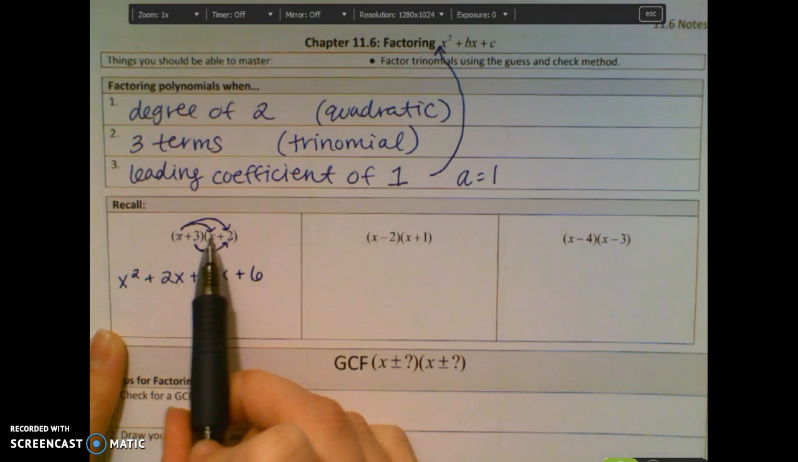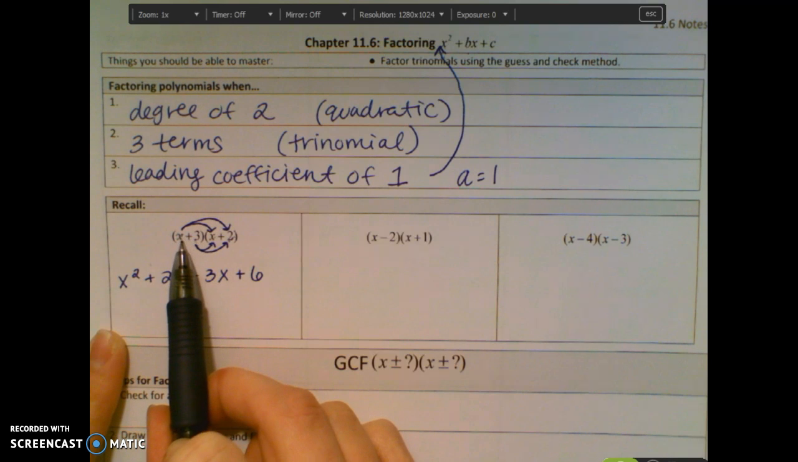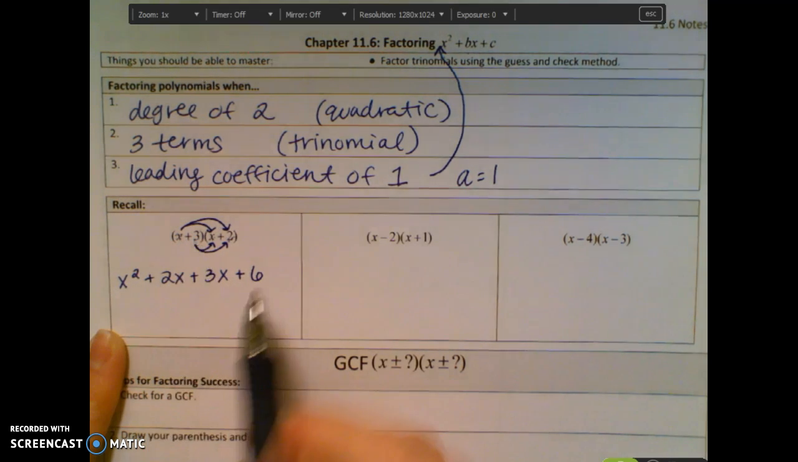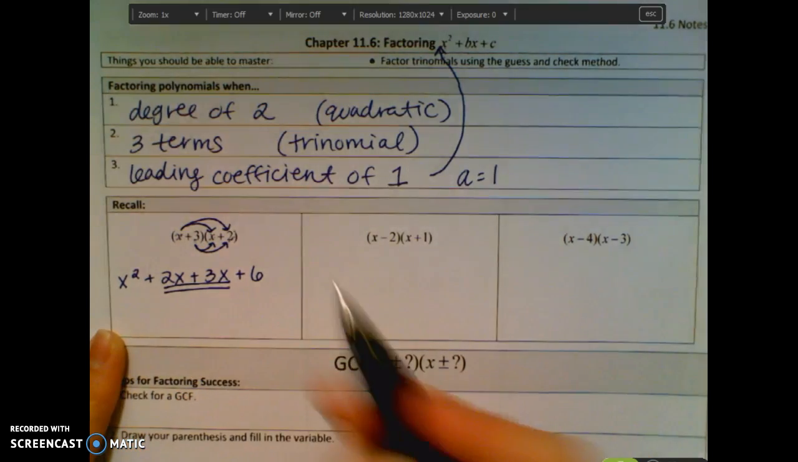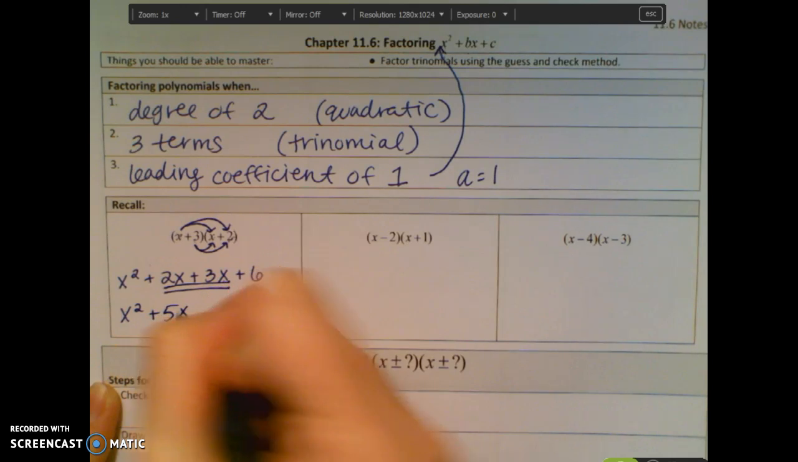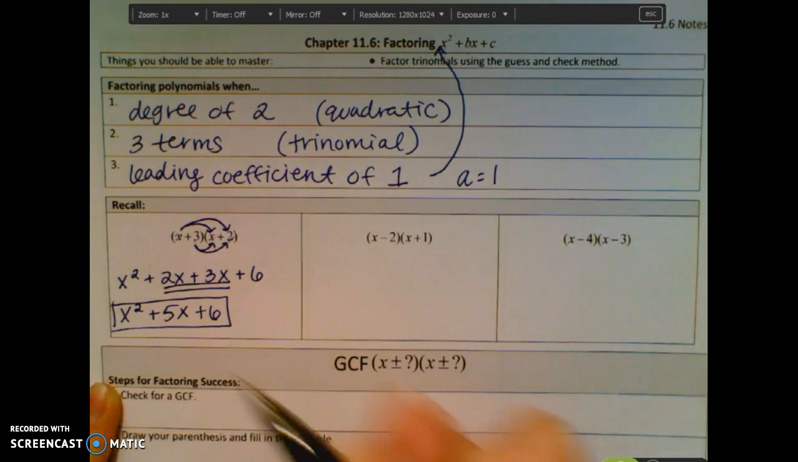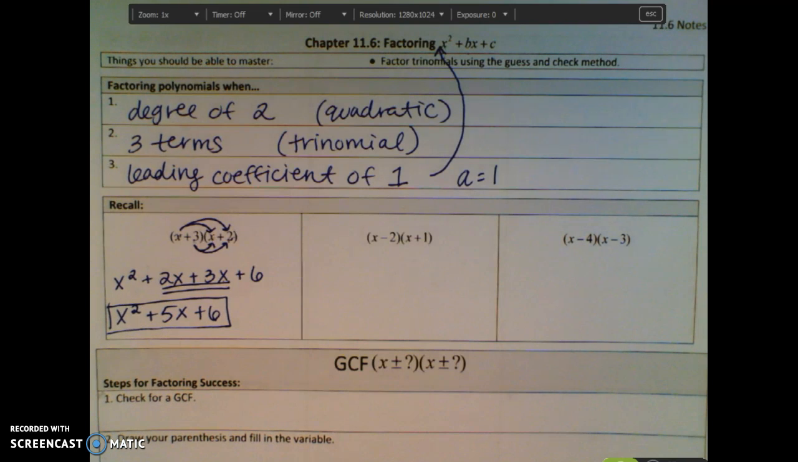So I have now distributed all of my terms because I'm trying to simplify this. I distributed the x and distributed the 3. Now I need to combine my like terms. I have a 2x and a 3x, so when I add those together, I get x squared plus 5x plus 6. So hopefully we all know how to do that because we've been working on that the past few lessons.